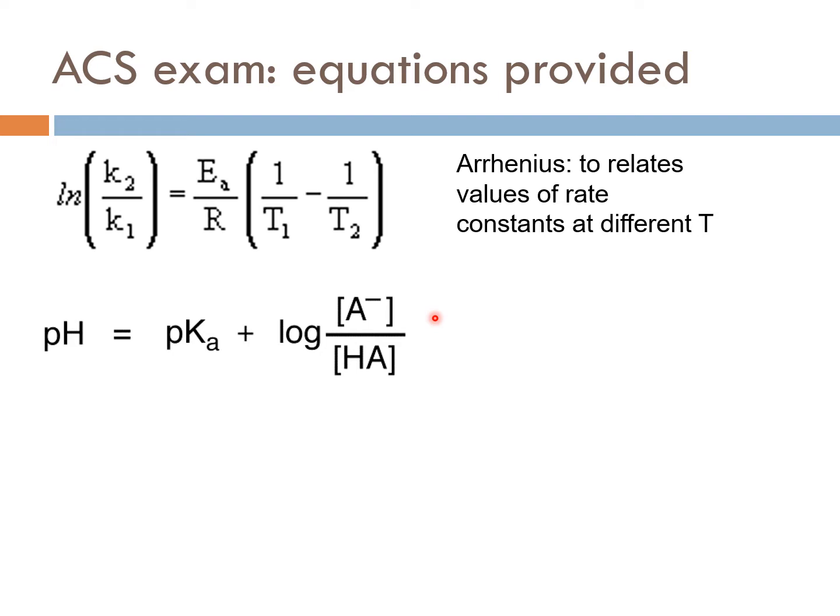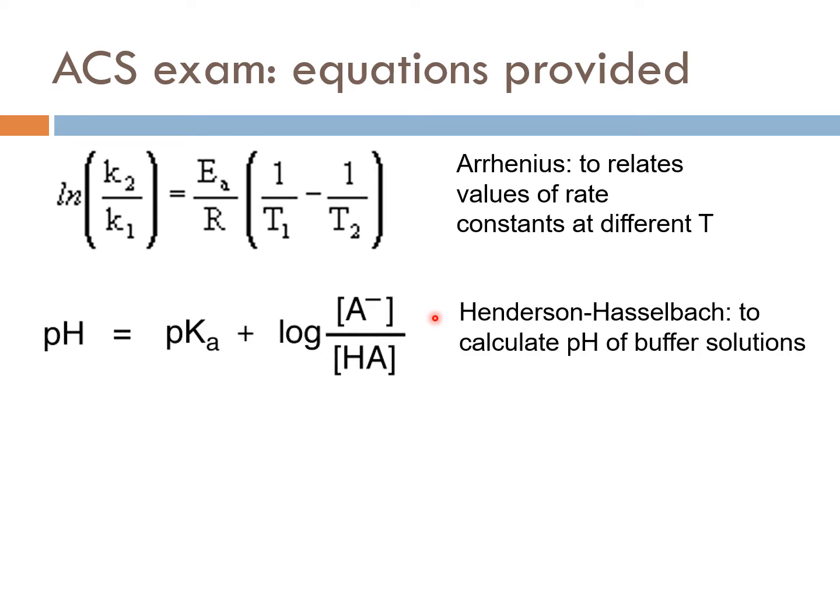A buffer is a mixture of two substances. In order to have a buffer, you need two substances: a weak acid and its conjugate base, or a weak base and its conjugate acid. So they have to be conjugates and they have to be weak. You cannot make a buffer with hydrochloric acid and sodium chloride, because hydrochloric acid is strong.